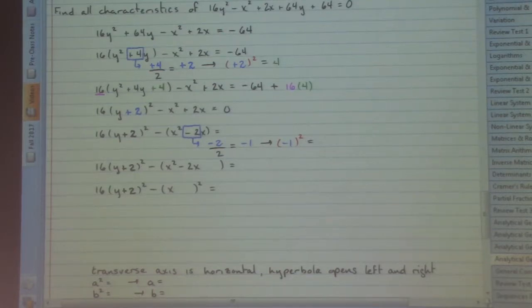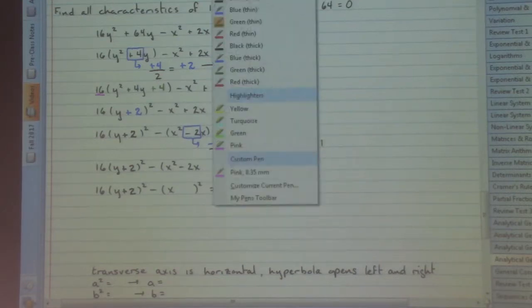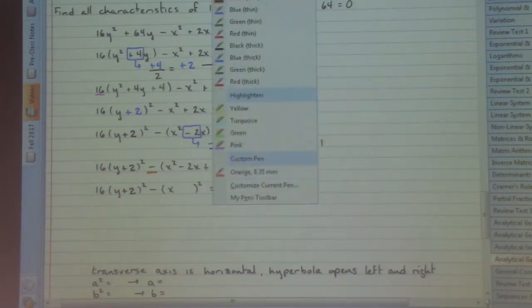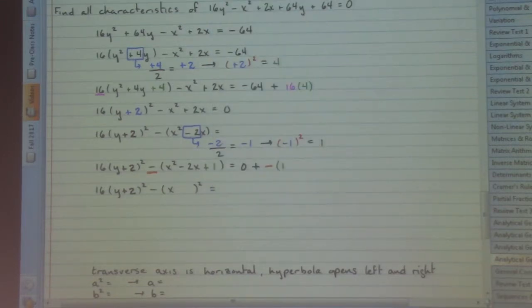So we're taking that negative 2, we're dividing by 2, that gives us a negative 1. We take that negative 1 and square it, and we get a green 1. And so what that means for us is that inside the parentheses, we're going to be adding a green 1. That means that on the right-hand side, we're going to be adding, let's do a little different color here for emphasis, the negative out in front, and the green 1.